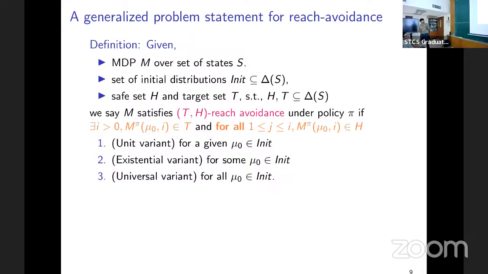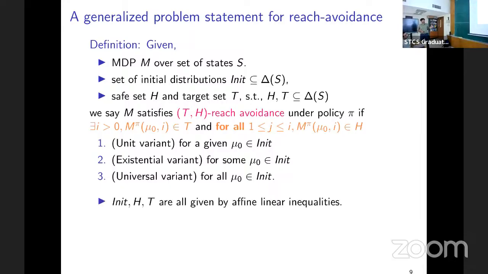So notice that this problem is on this mu naught, but the problem statement here does not have mu naught. It is over an arbitrary set of initial distributions. So of course, there are three variants. You can say either from a given initial mu naught, is this true? Or you can say, does there exist an initial point for which this is true? Or you can say, for all initial points.